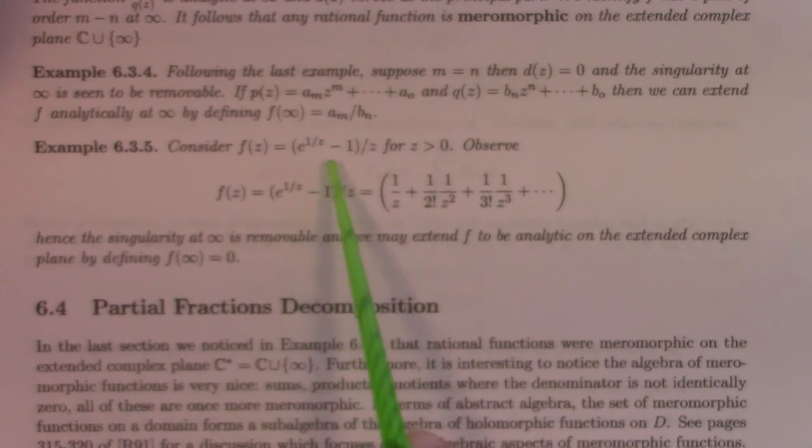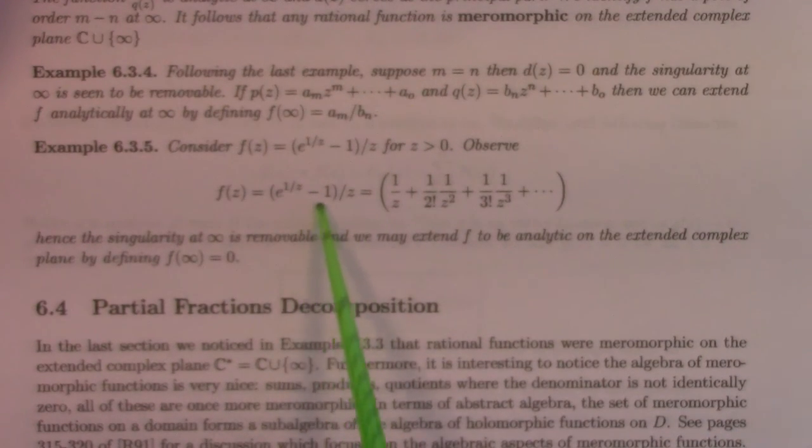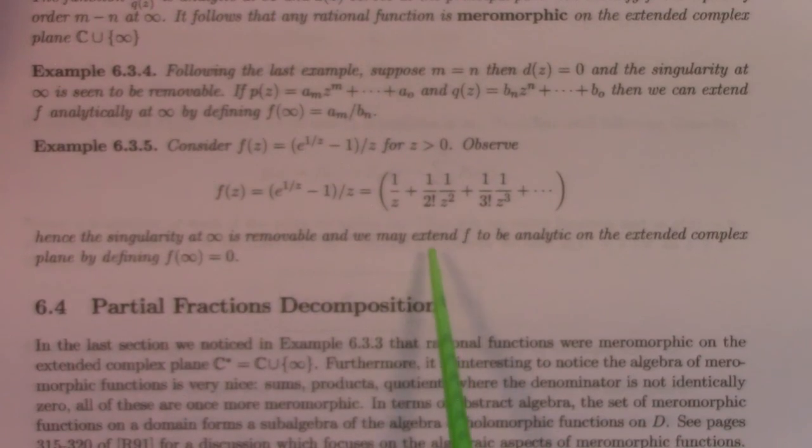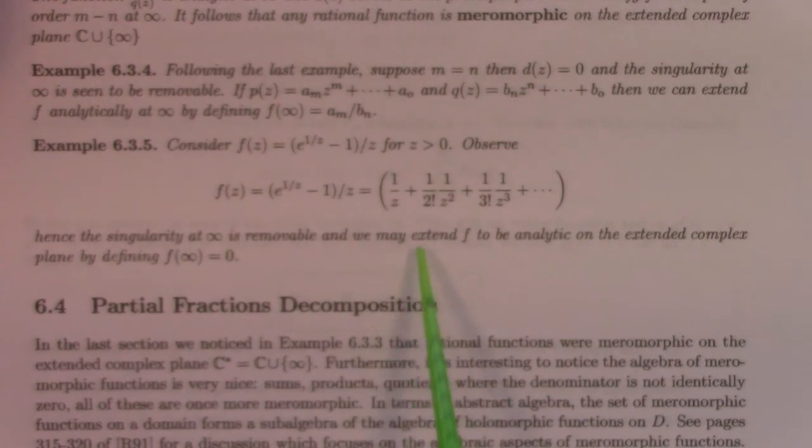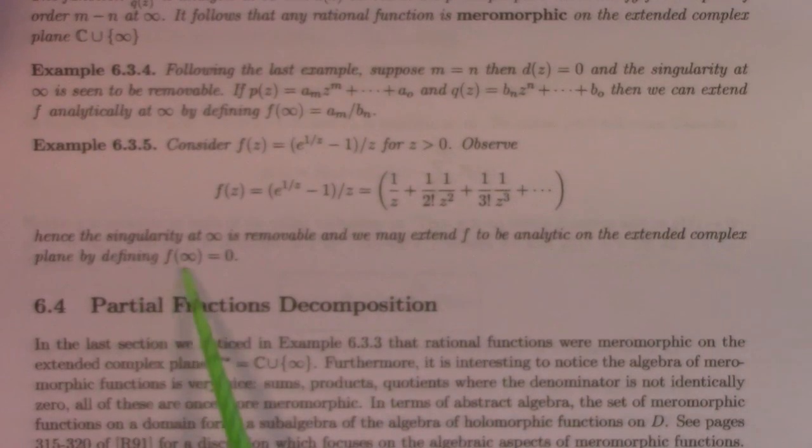And then here you go, e to the 1 over z minus 1 over z. You work this out, you get that. And so here the singularity at infinity is removable because the polynomial piece cancels out. And so you can extend f to be analytic on the extended complex plane by simply defining f of infinity to be 0.